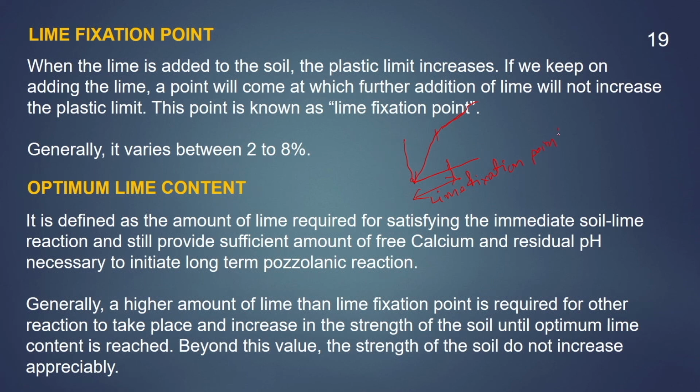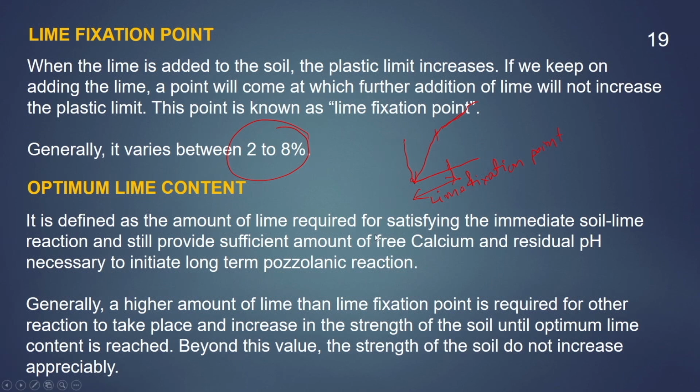So, the lime fixation point is defined as the maximum amount of lime which is required to increase the plastic limit of the soil. Beyond this lime fixation point, a further addition of lime will not increase the plastic limit of the soil, or decrease the plasticity index of the soil, and generally this varies between 2 to 8%.